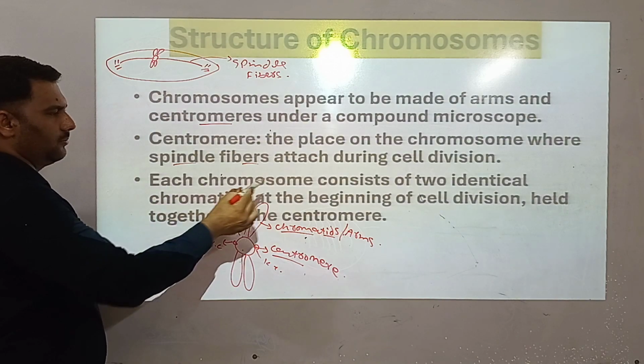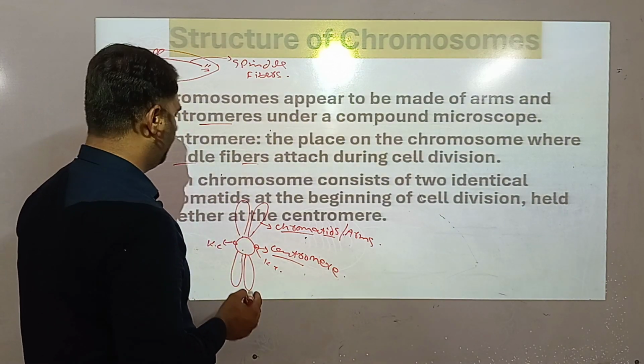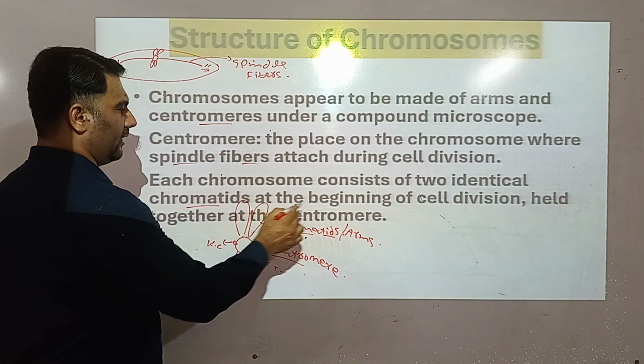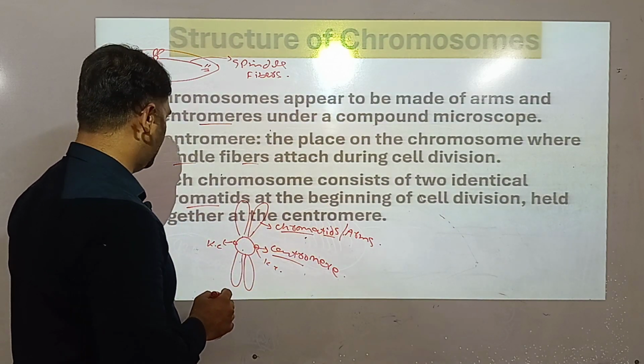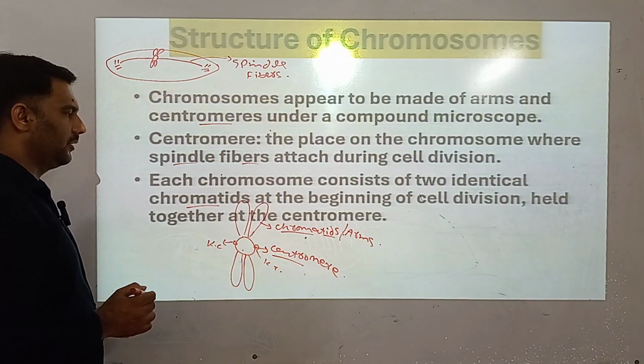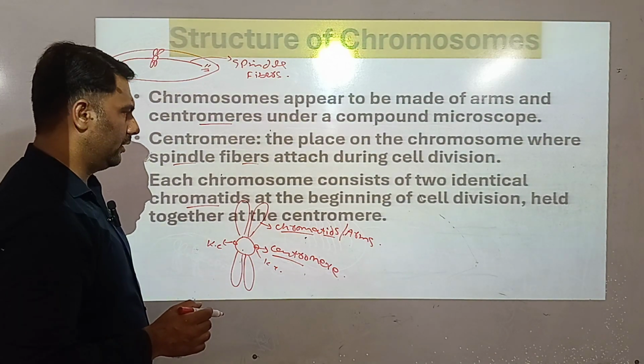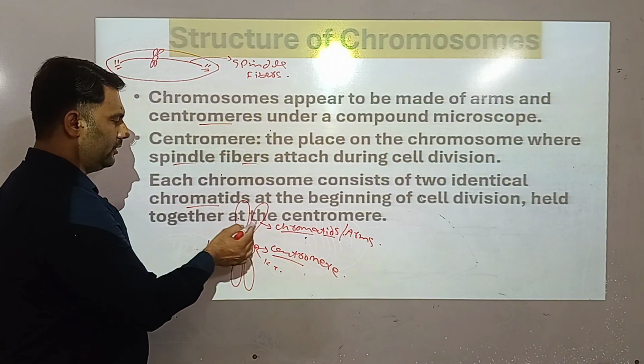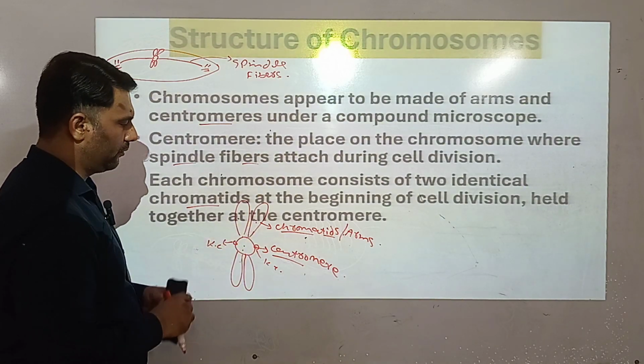Each chromosome consists of two identical chromatids at the beginning of cell division, held together at the centromere. So that is the structure. It contains two identical chromatids which are attached to this centromere.